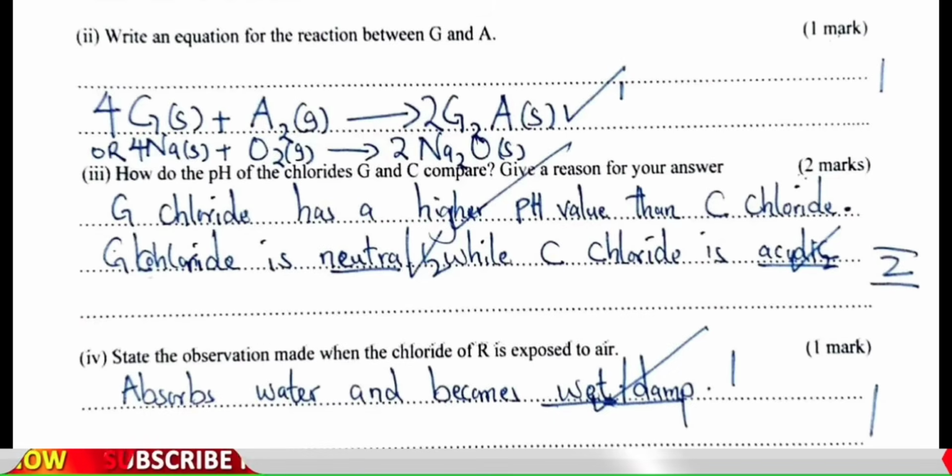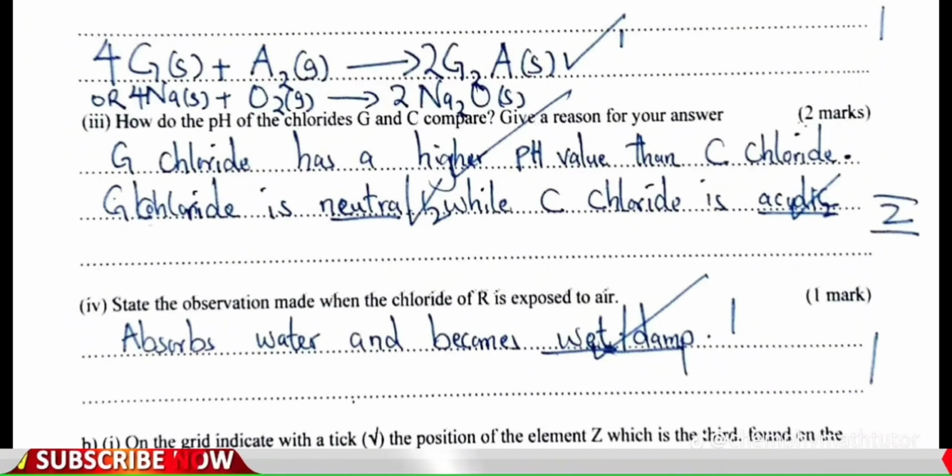Roman 3. How do the pH of chloride G and C compare? Give a reason for your answer, 2 marks. So G chloride has a higher pH value than C chloride. G chloride is neutral while C chloride is acidic.